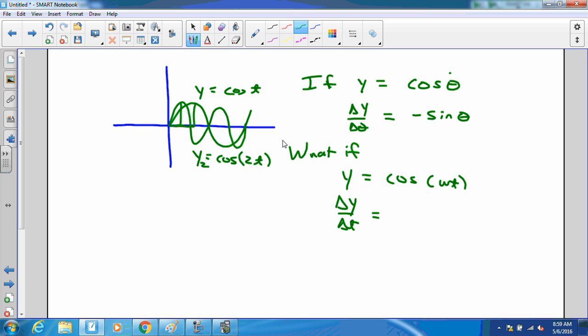So delta y over delta t will be negative sine omega t like we had here, but it's going to be multiplied by a factor of omega because I'm squishing the graph in the t direction by a factor of omega, causing all of my tangent lines to squish along with it.